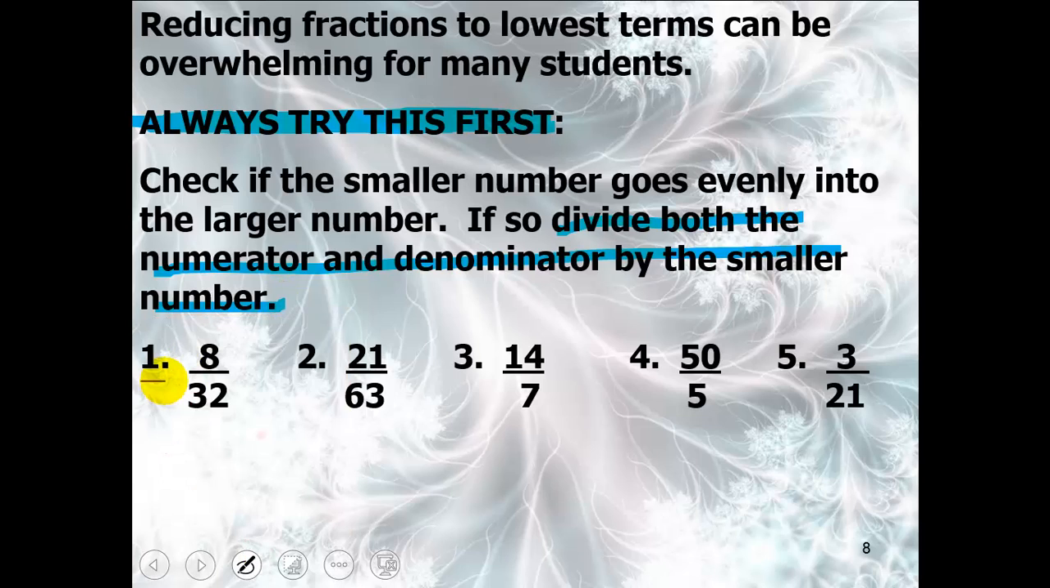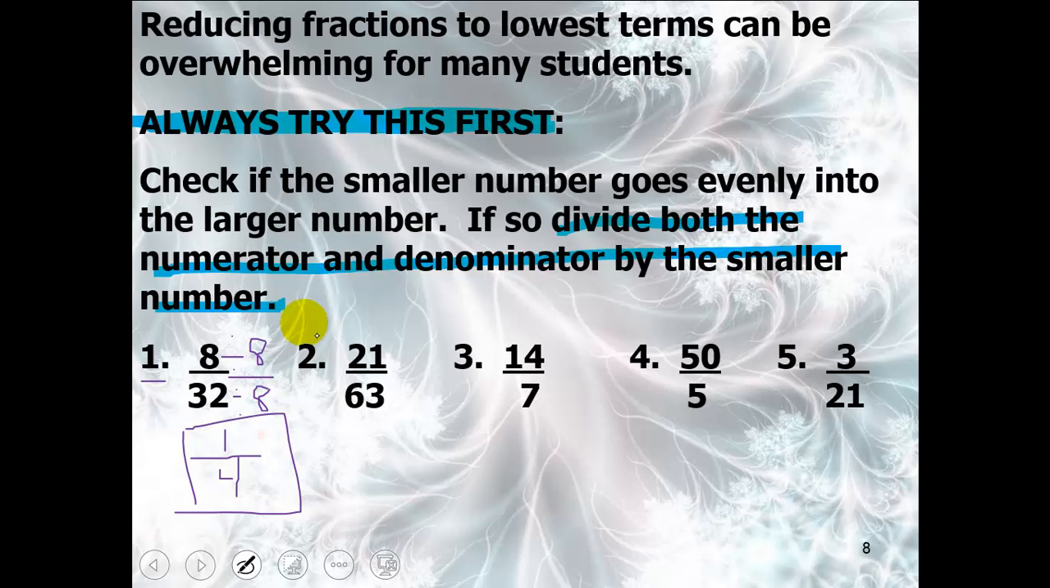Number 1, I have 8 thirty-seconds, all right? Does 8 go evenly into 32? Yes, it does. So what I'm going to do is divide the top and the bottom by 8. 8 divided by 8 is 1. 32 divided by 8 is 4. And I'm done.